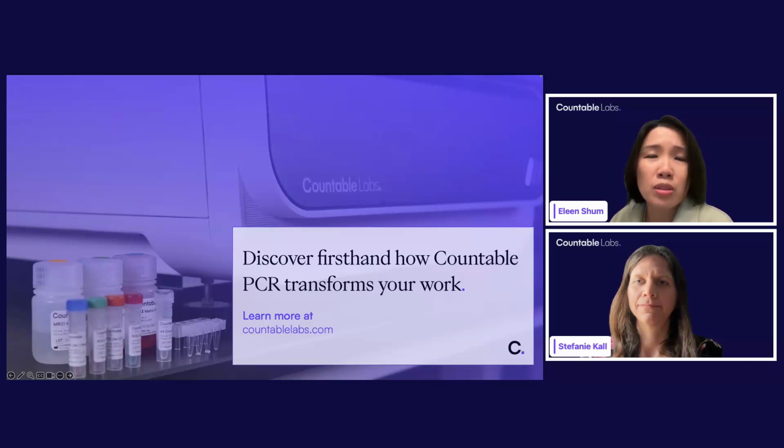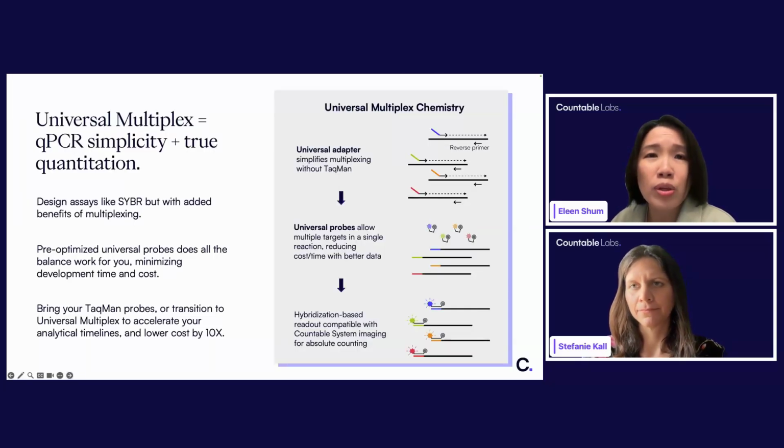We developed what Stephanie was introducing, something called universal multiplexing, which is to me like an evolution of SYBR Green. You're always looking for more than one target. Even for titer, you want to look at different parts of the gene of interest to see if your titer is accurate, right? But there's no low cost way to do so until now. With this new chemistry, Countable PCR does not support SYBR Green, but the cost of getting SYBR Green-like counting assays is actually much more cost effective by moving to universal multiplexing.